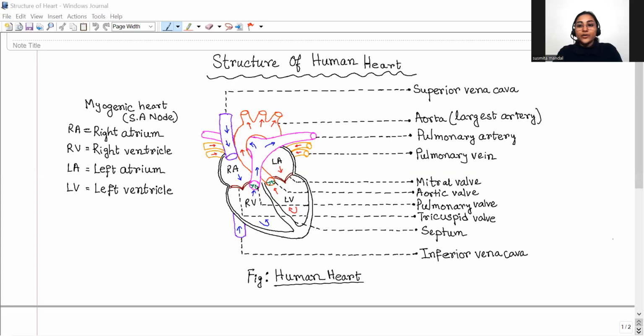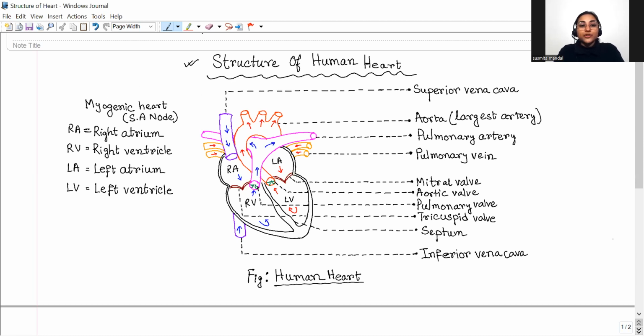Now I will briefly demonstrate the structure of the human heart. So let's start with the demonstration. I hope my screen is visible to all of you, and I hope I am clearly audible and visible to all of you. Now, the structure of the human heart.